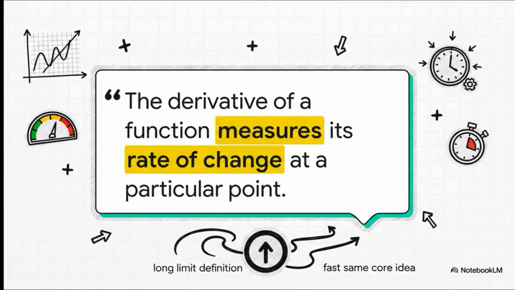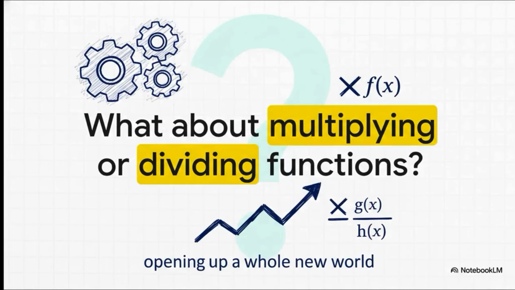So let's bring it all home. Whether we use that long, complicated limit definition or these super fast shortcut rules, we always end up at the same single core idea. The derivative of a function is just a way to measure its rate of change at one specific point. It's the ultimate tool for measuring instantaneous change. We've built a really solid foundation here. You now get what a derivative actually is, and you have the basic rules to find one.